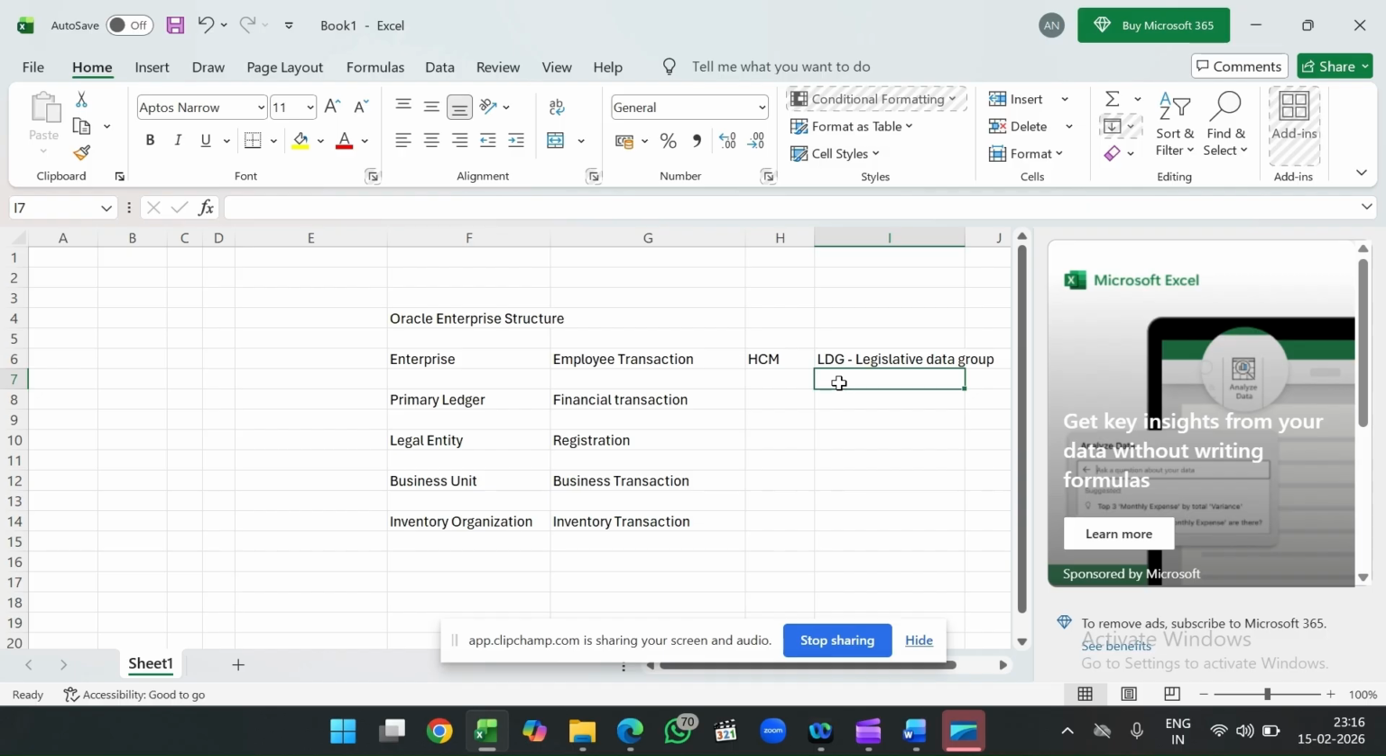When you are going to implement any application, this HCM will take place. So if you are going to subscribe to financial transactions or HCM application, without creating an employee, you cannot do any transaction over there. So when you buy the subscription for any application, this legislative data group and human capital management will come along with your application subscription.